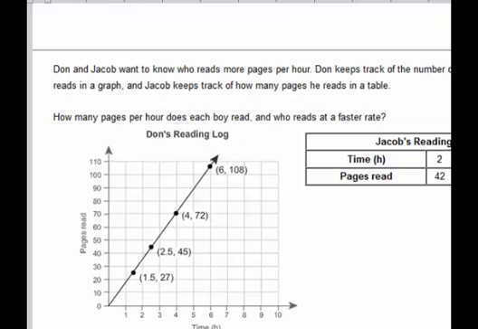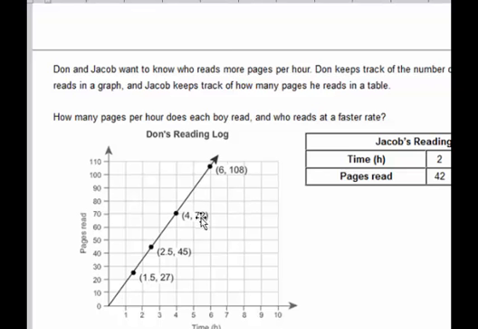Okay, so the next one here, we know that Don and Jacob want to know who reads more pages per hour. So Don kept track of his pages by a graph and Jacob in a table. So we want to know who has the fastest rate. So if we look at Don's, we can calculate how much he reads per hour. So we can take a nice number here. So let's take 72 and divide that by 4, which gives us 18. Just the same if we take 27 and divide that by 1.5.